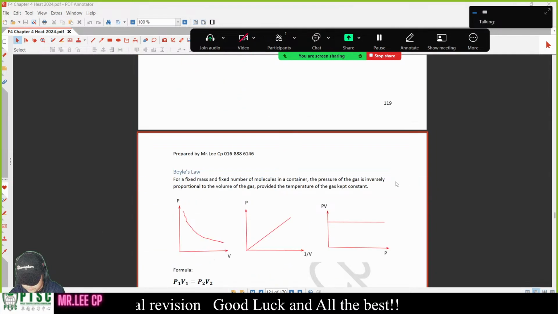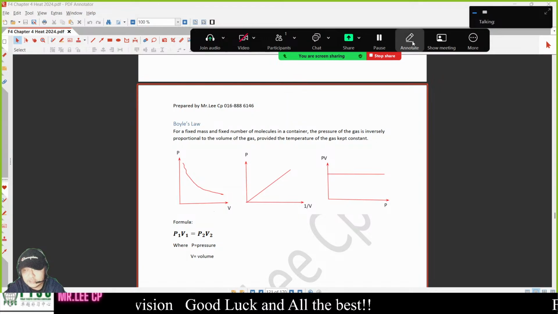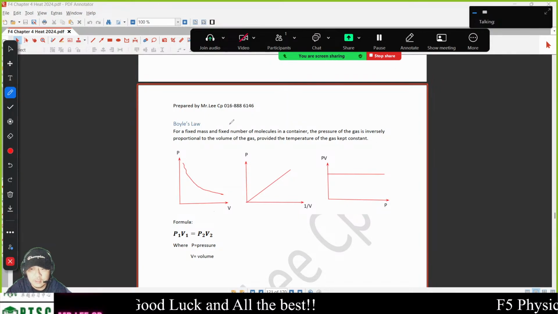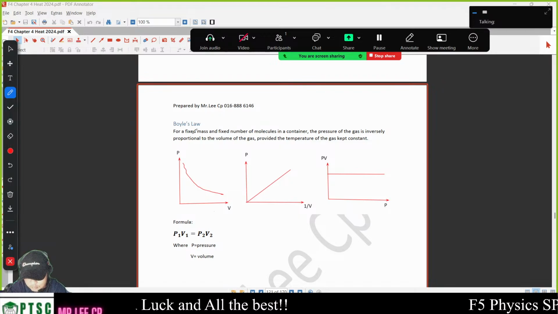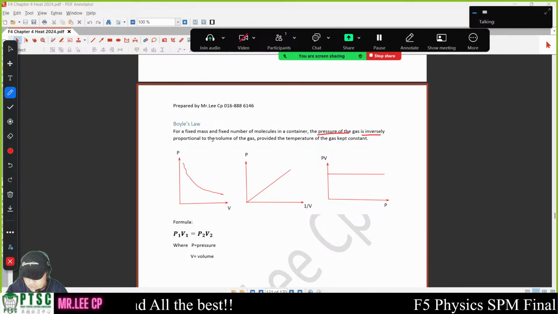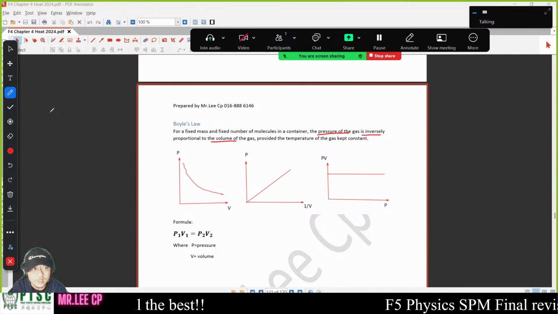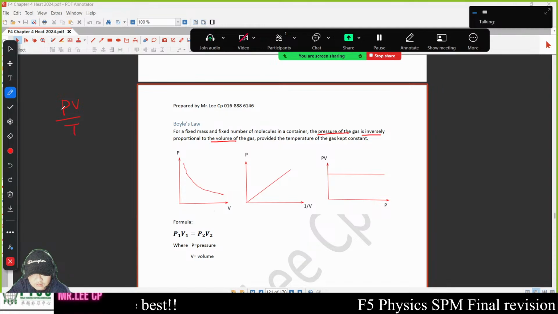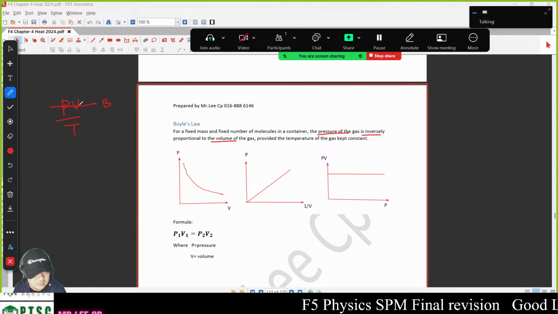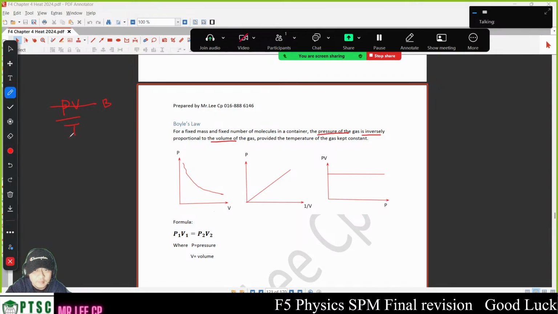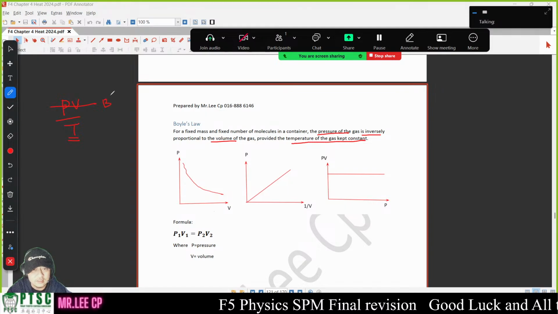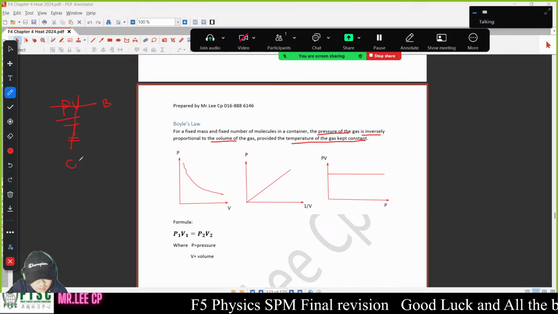Now memorize this one. For a fixed mass and fixed number of molecules in the container, the pressure is inversely proportional to volume. This is the way I taught you to memorize, PV over T. This is called Boyle's law. When you multiply these two together, it is inversely proportional. Make sure you mention the temperature is kept constant. That is Boyle's law.